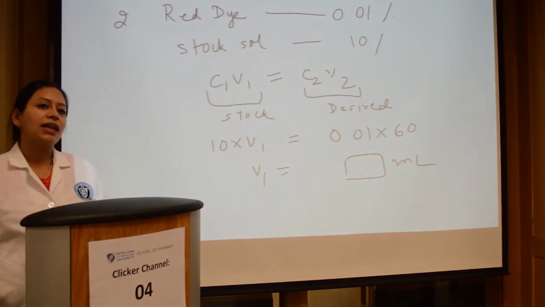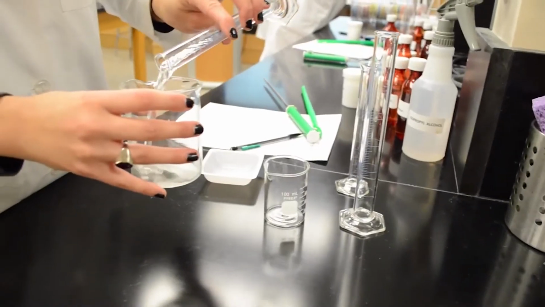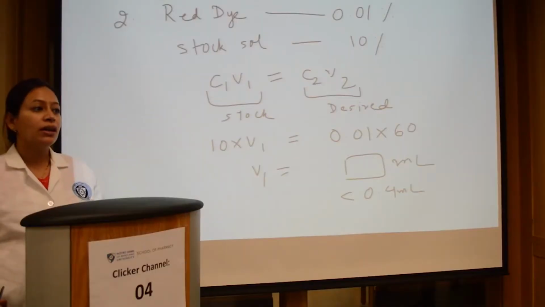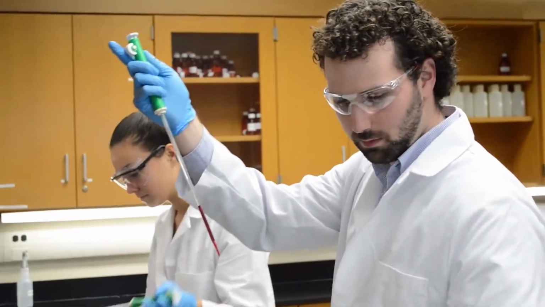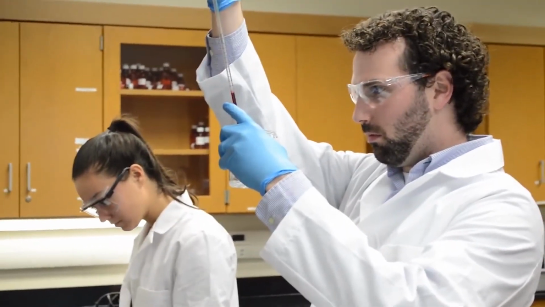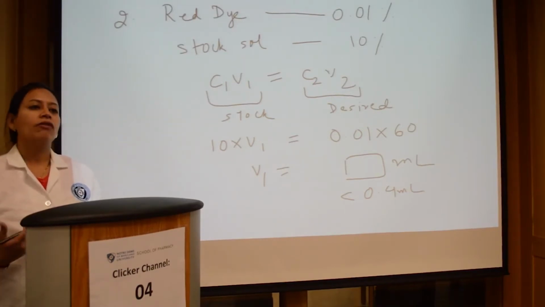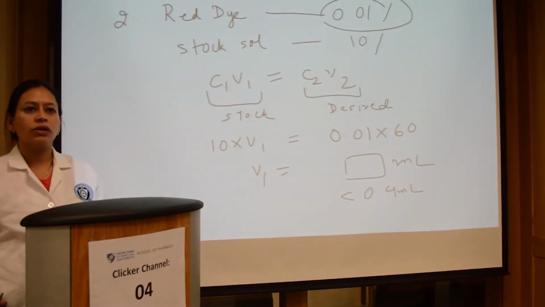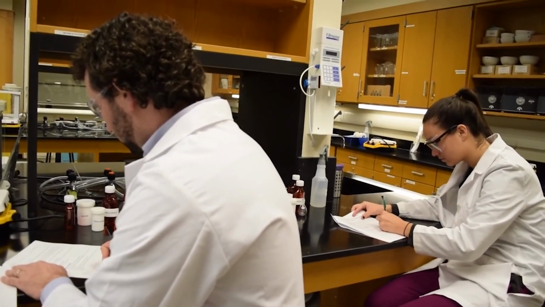So if this volume is less than 0.4 milliliters, it means that you cannot measure it accurately with the given glassware that you have in the lab. So then you have to perform a dilution, right? And you all know how to do the dilution step. Okay, so you take the measured quantity of the stock solution, you dilute that up to 10 ml or 100 milliliters, and then from there, you again do the C1V1 and C2V2 calculation and figure out the exact volume that will give you the 0.01% concentration of the red dye. Okay, is it clear?